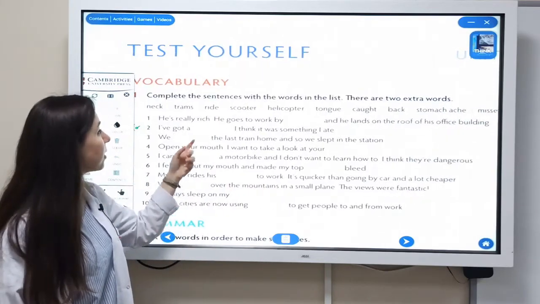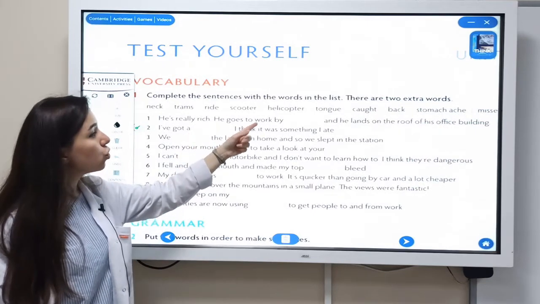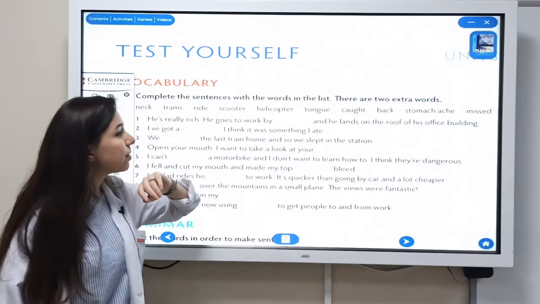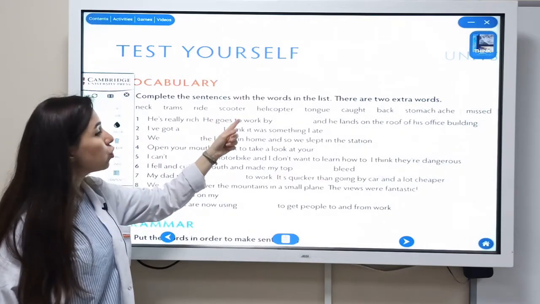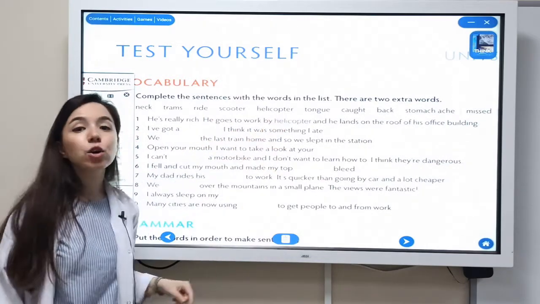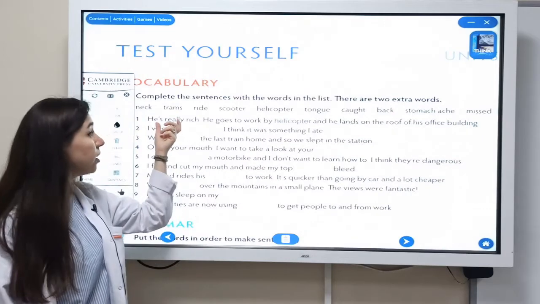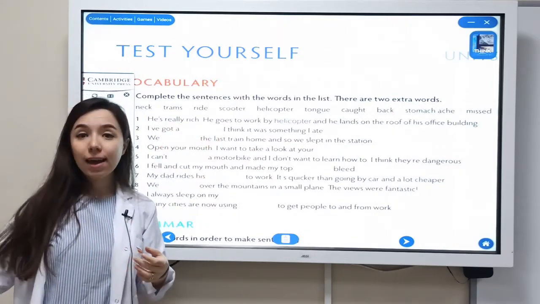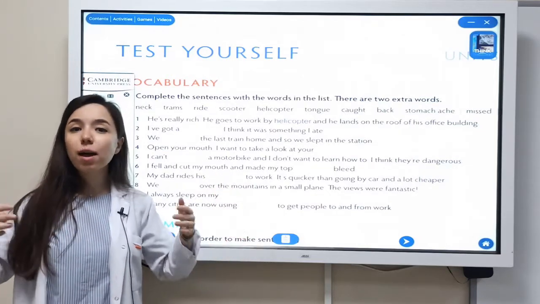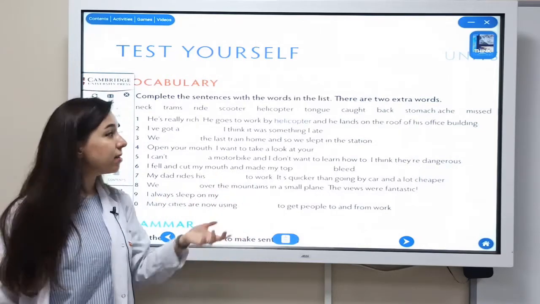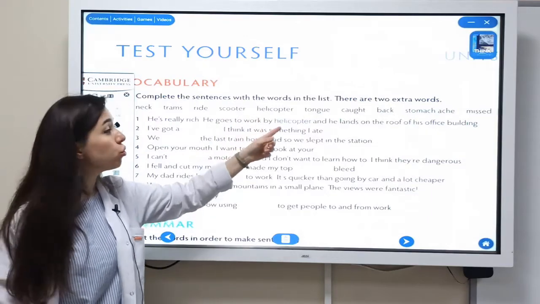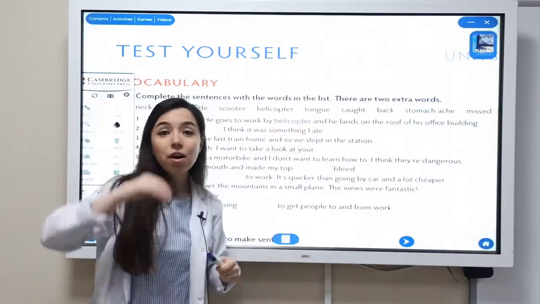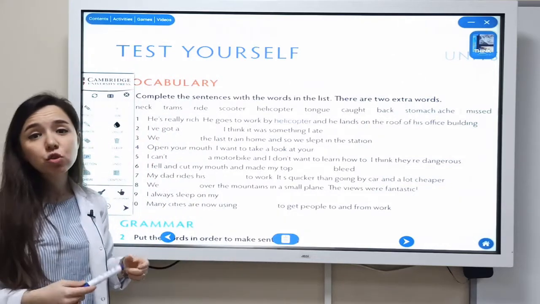Correct sentences. He's really rich. He goes to work by helicopter and he lands on the roof of his office building. Yes, because he is so rich. He said that he is really rich, so he doesn't need, like us, to take a taxi or a bus, for example, or to take anything else. So he goes to work by helicopter and lands on the roof of his office building. Yes, he's so lucky, I think.